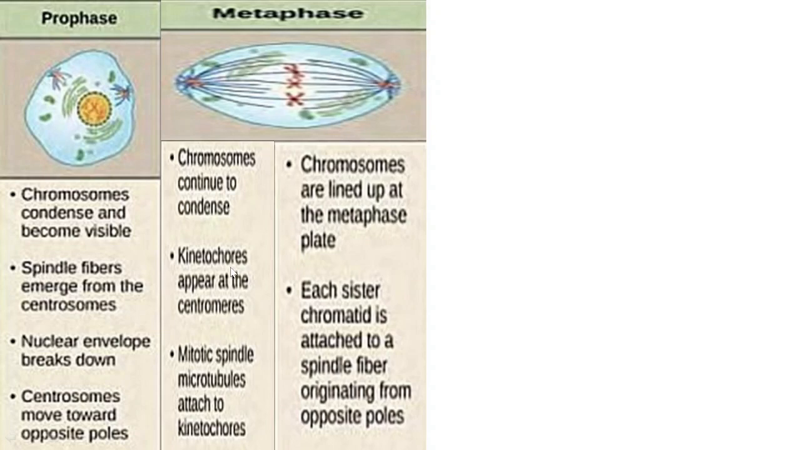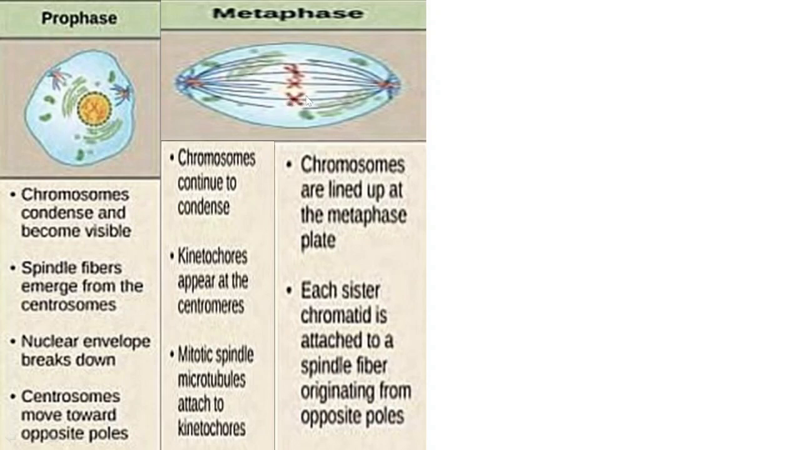Kinetochores appear in the centromeres. Kinetochores are disc-shaped structures near the centromeres. Mitotic spindle microtubules attach to the kinetochores. Chromosomes line up at the metaphase plate. Here they line up. Each sister chromatid is attached to a spindle fiber originating from the opposite poles.